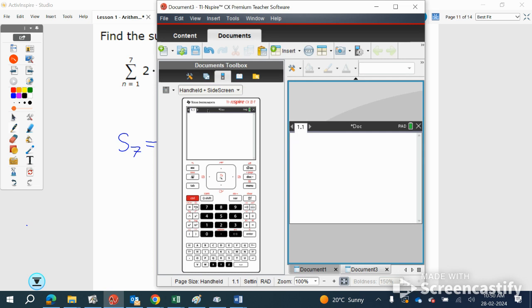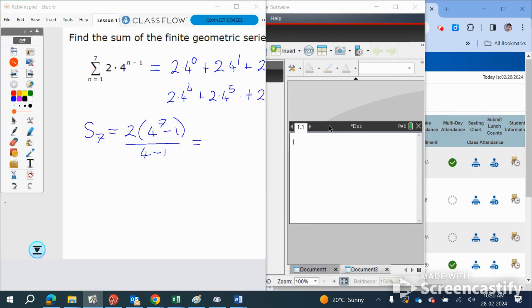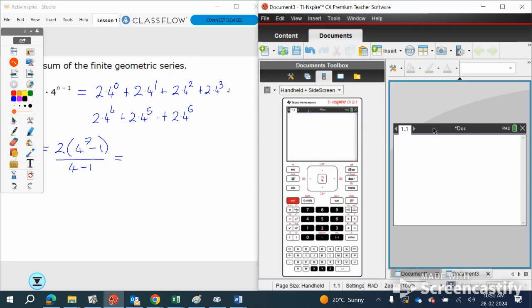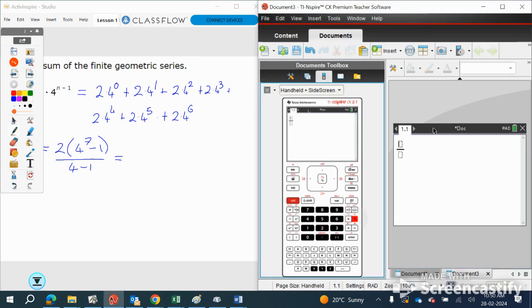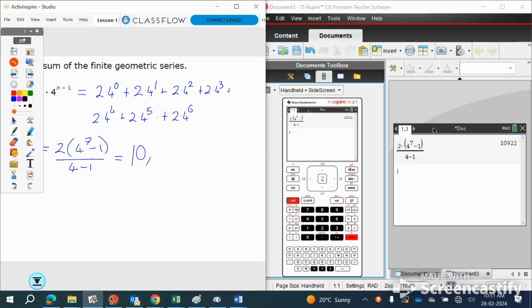So what we need to do is put this into the calculator. Let me show you how to do it here on the board. We need 2 times bracket 4 to the power of 7 minus 1, over 4 minus 1. And this gives us 10,922.